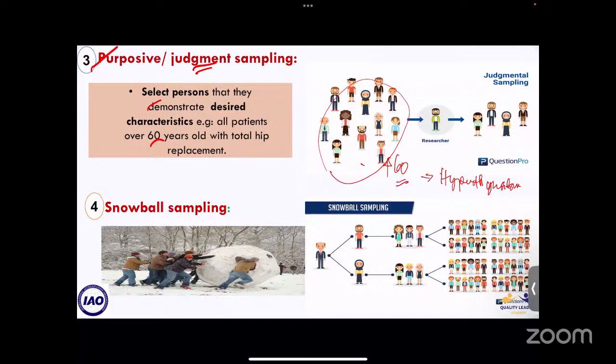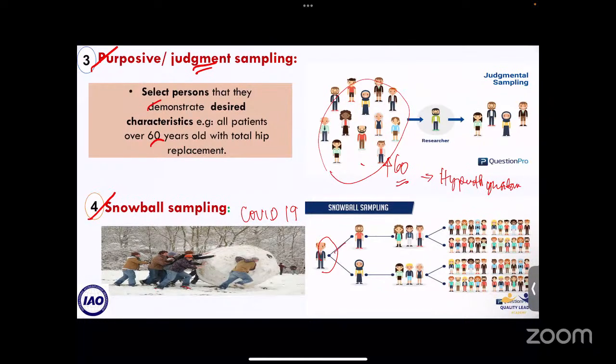When we say snowball, this works like a snowball that grows as it rolls. For instance, when sampling for diseases like HIV or COVID-19, any communicable disease. So how do you conduct it? You start with one person, and identify whom they have been in contact with.